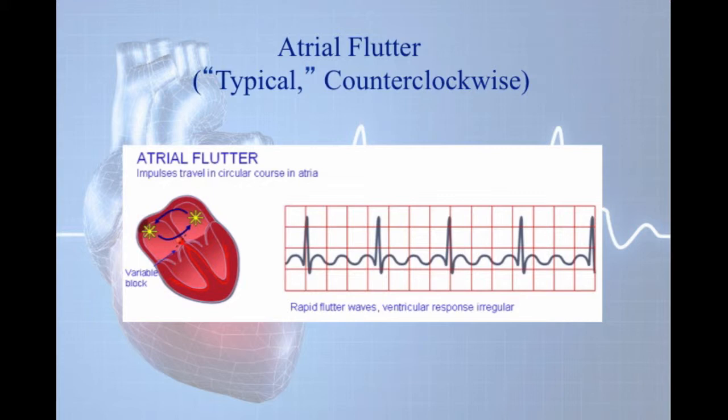Atrial flutter is caused by abnormalities or diseases of the heart, by a disease elsewhere in the body that affects the heart, or by consumption of substances that change the way electrical impulses are transmitted. In some people, no underlying cause is found.